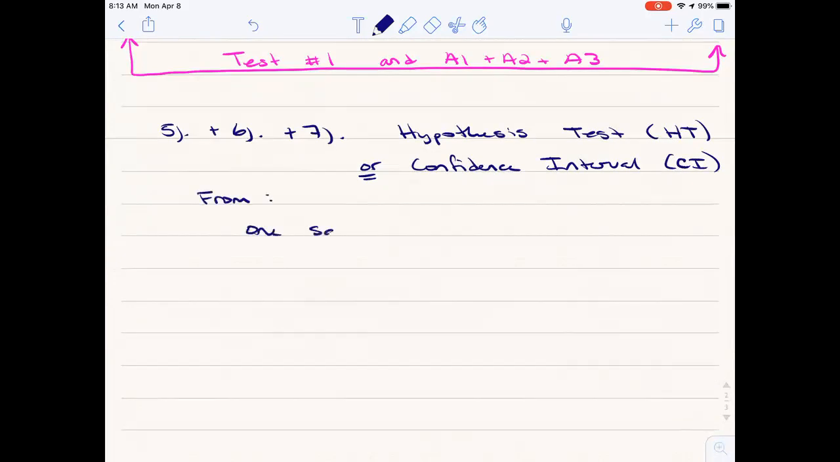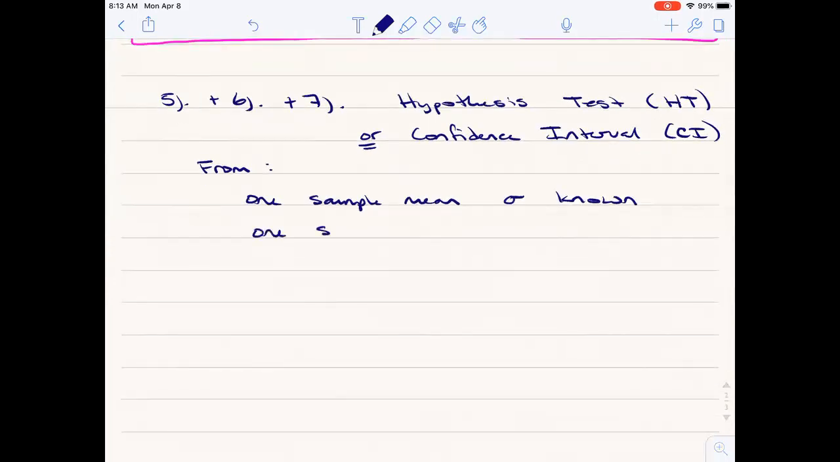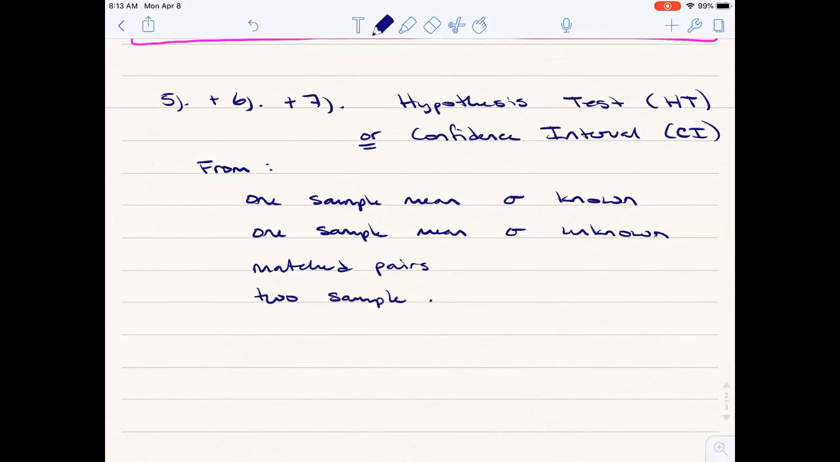From one sample mean, sigma known, or one sample mean, sigma unknown, matched pairs, or 2 sample means. I'll throw in independent here, just to emphasize.